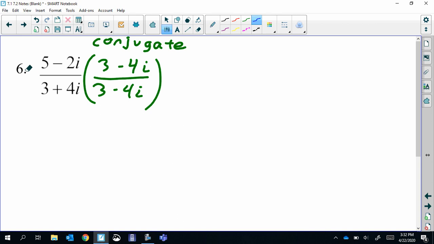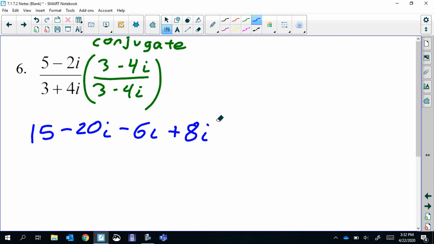So on top, we're going to distribute just like we did on that previous example: 5 times 3, 5 times negative 4i, negative 2 times 3, and then negative 2 times negative 4i. And our denominator, since these are conjugates, remember it has that shortcut pattern. We don't need to multiply everything, we just have to multiply the fronts and the backs. 3 times 3, 4 times 4.